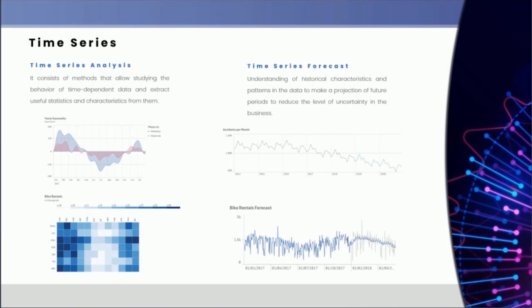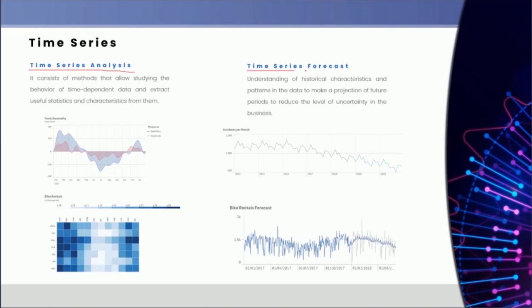And we have two main methods in which we can search for strategies for your business. The first is the time series analysis. This allows us to study the behavior of the dependent data as a function of time and extract these statistics and characteristics that will be useful, like the patterns we may see or the influence of the passage of time of some months in the indicator.